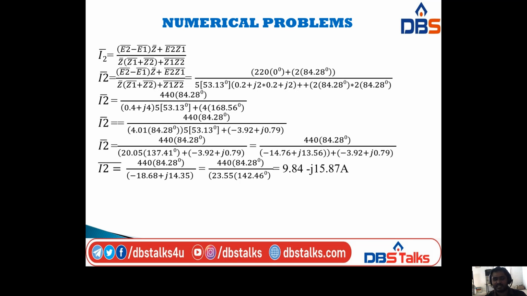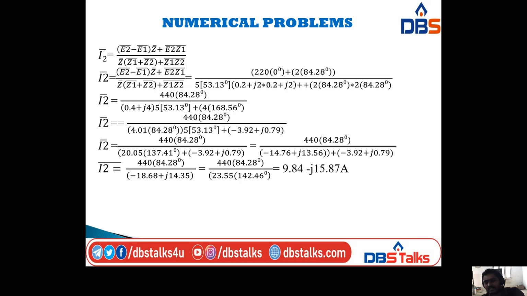Why? Because E1 and E2 have the same value, that is 220. So please neglect that one, and plus that is 0, that is (E2 minus E1) into Z1 bar value is 0. Plus we have E2, that is 220 at an angle of 0, into Z1 bar, which we already calculated, that is 2 at an angle of 84.28.